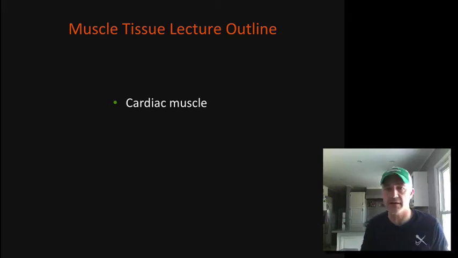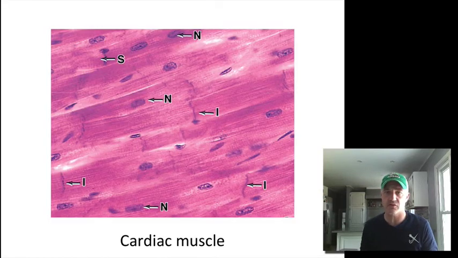Welcome back. Today we're going to talk about the two other muscle types that we haven't had a chance to discuss yet. So that's going to be cardiac muscle and smooth muscle. Going to start out with cardiac muscle. In reality, it's pretty similar to skeletal muscle in a lot of ways and different in a couple main.